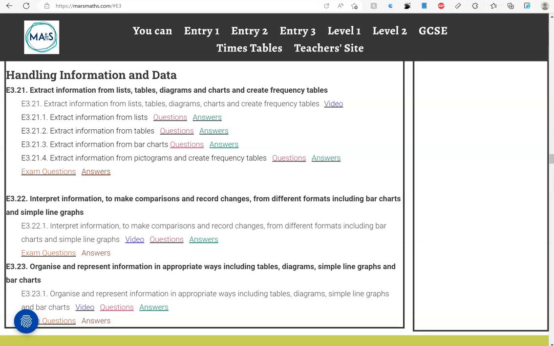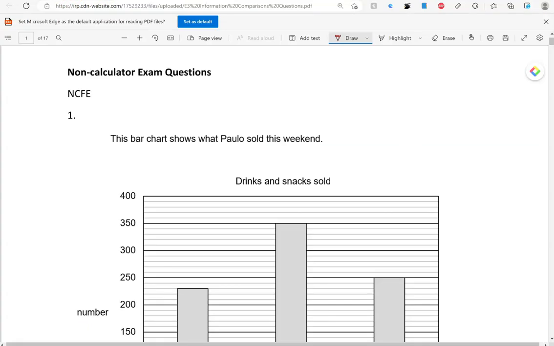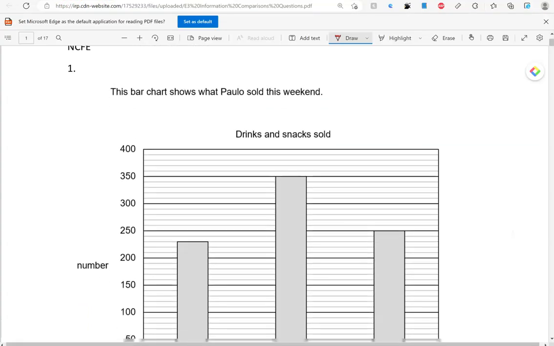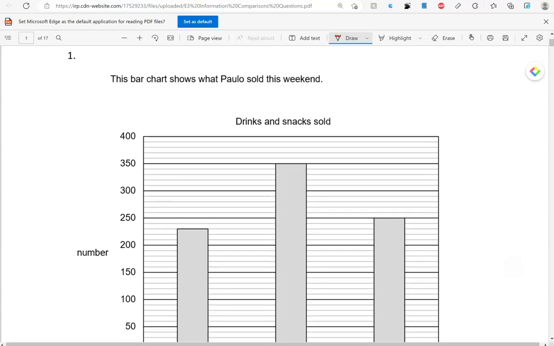In this video, we'll go through exam questions that cover the criteria, interpret information to make comparisons and record changes from different formats including bar charts and simple line graphs. You can locate the questions on the mathsmath.com website under entry 3. The questions come from different exam boards. We'll start with the non-calculated questions and then we'll move to the calculated questions. Here is the first one.